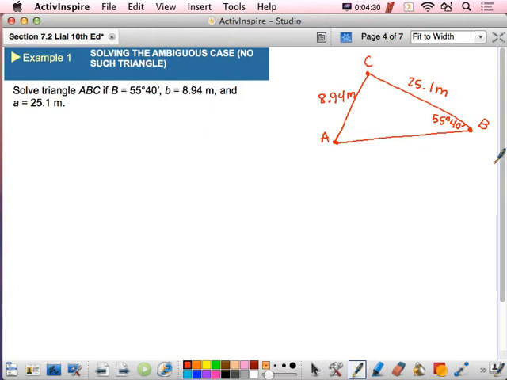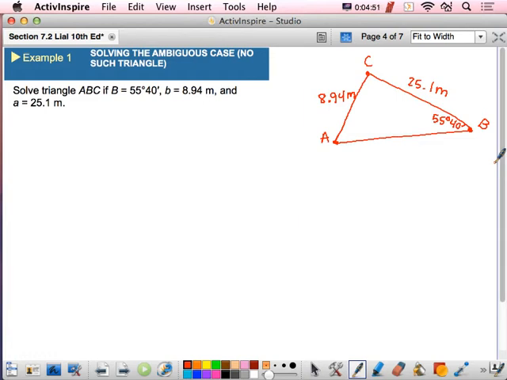Take a look at what we were given. How many sides were we given? We were given two sides and one angle, and that angle is not between them. It is opposite side b. So we know that's the big ambiguous case once we draw it and look at what we were given. It's going to be important that you recognize that.